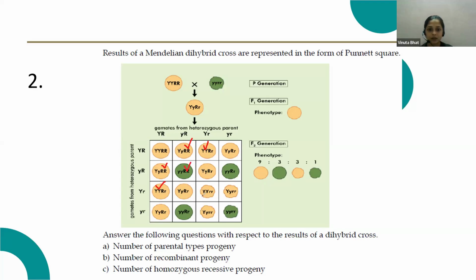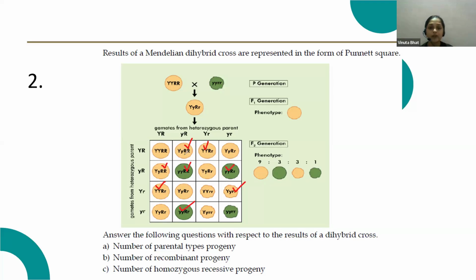Here this is homozygous for both traits. I will not take this one. So this is homozygous for the single trait. And this one is also homozygous for the single trait. This one.